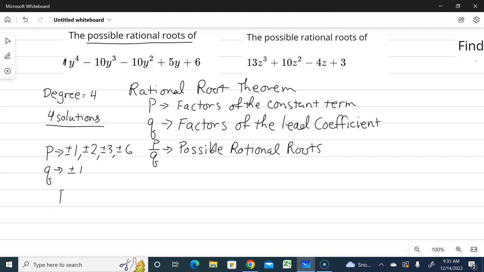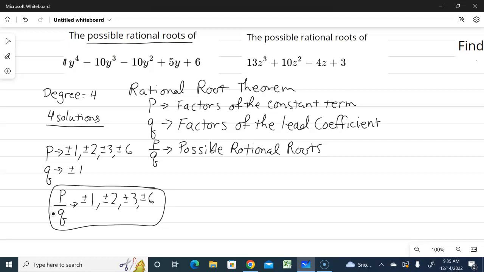And what we're looking for is all the possible outcomes of p divided by q. So that's all the p values divided by all the q values. So that's 1 divided by 1, 2 divided by 1, 3 divided by 1, and 6 divided by 1. And we have the possible rational solutions. This doesn't involve the irrational solutions, but all the possible rational solutions of that equation.